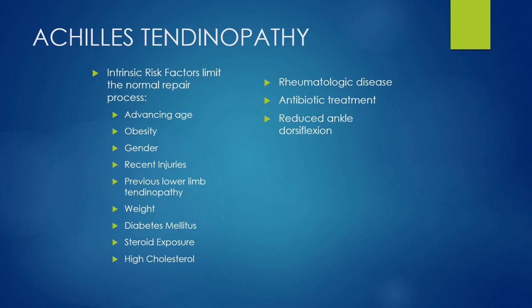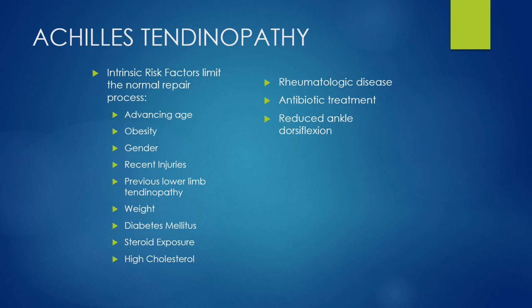Obesity and other diseases of lifestyle, such as hypercholesterolemia and type 2 diabetes, seem to inhibit the delicate balance of tendon homeostasis. Recent injuries, including previous limb tendinopathies, any type of tendinopathy in the lower extremity, can affect the Achilles tendon and make it difficult for the Achilles tendon to repair itself.